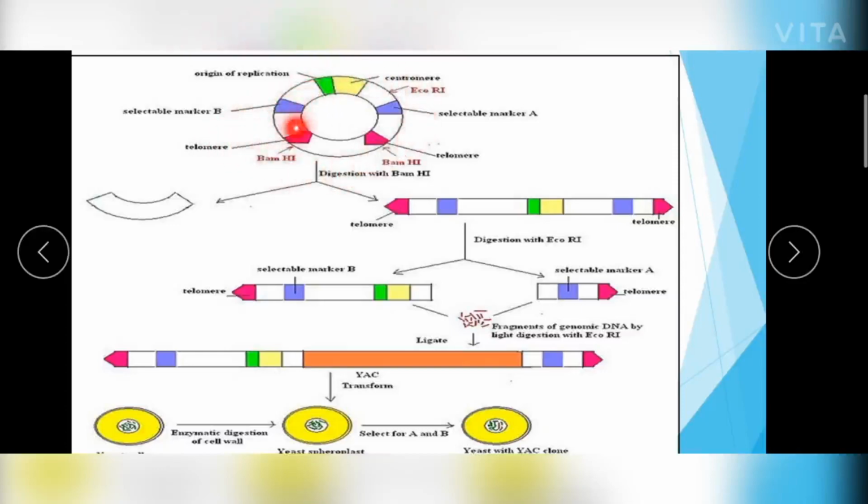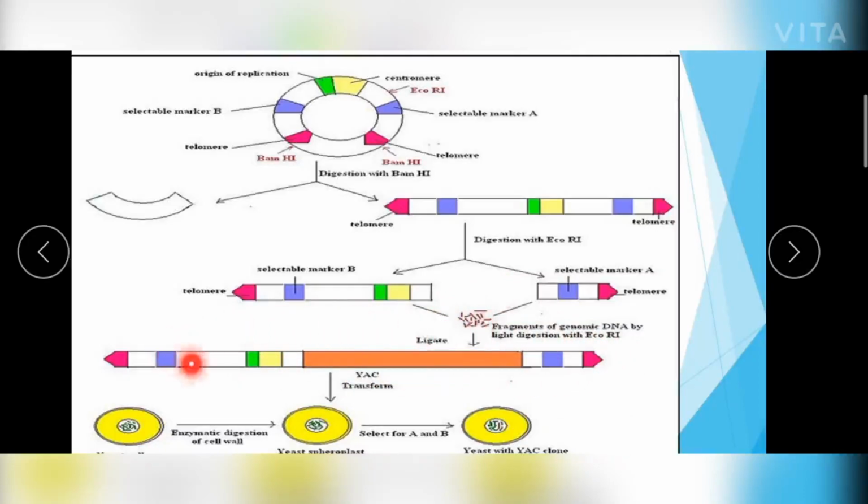When this circular YAC is digested with two restriction enzymes, first you cut it with BamH1 restriction endonuclease, and the circular form of YAC is converted to a linear chromosome. Later, when you digest this linear chromosome with EcoR1 restriction enzyme, it is converted to two arms, left arm and right arm, and within these arms you will be inserting our foreign gene. So this is called the recombinant YAC vector, which has our desired gene.